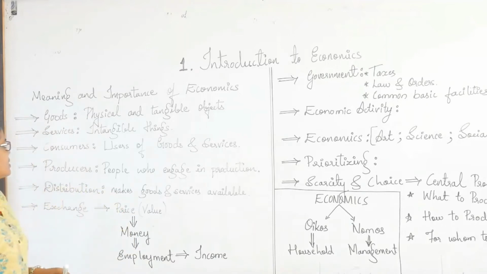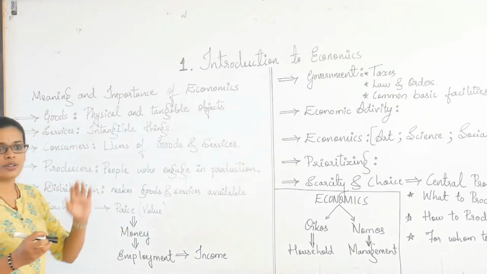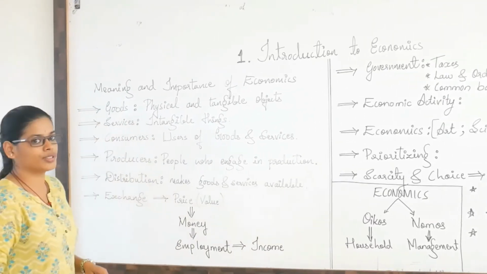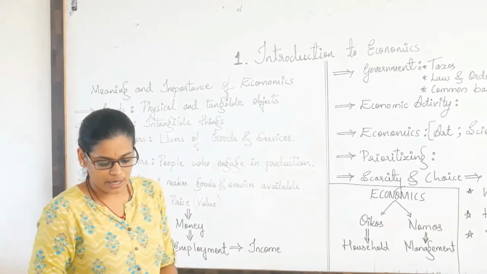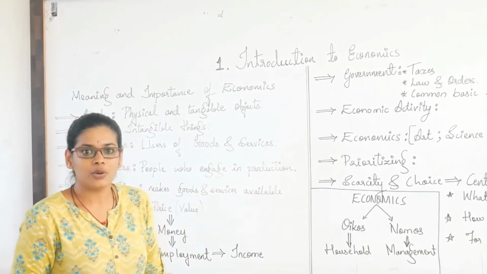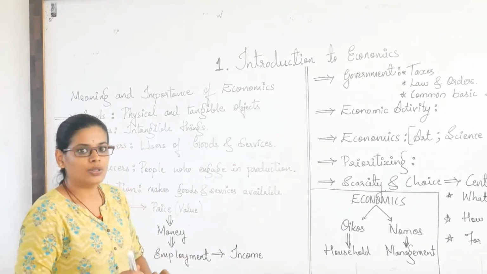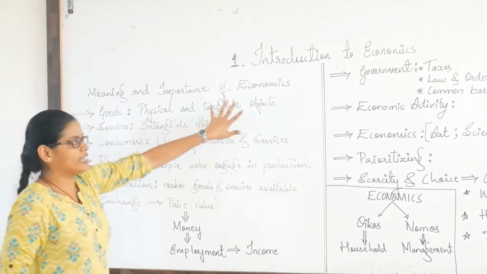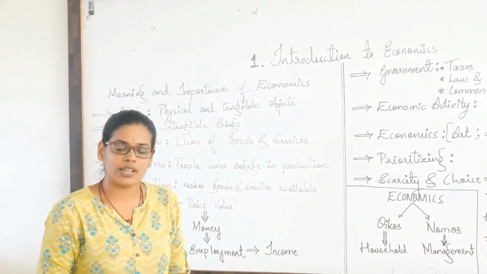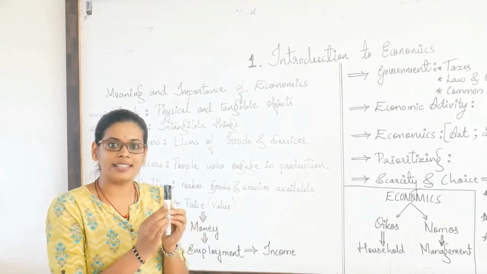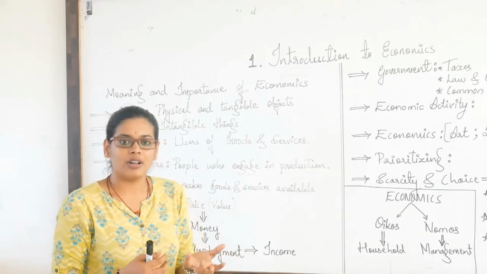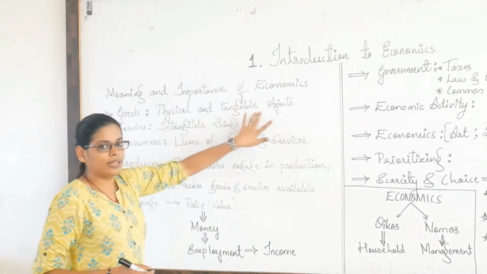So first we'll understand the meanings of the list which I have written here. First is goods. When we are talking about our daily life, what do we need? We need goods and services, right? So what are these goods and services? Goods are nothing but the physical and tangible objects. What are tangible objects? Tangible objects are those objects which we can touch and sense. For example, the bicycle, the food, these are all called tangible objects.